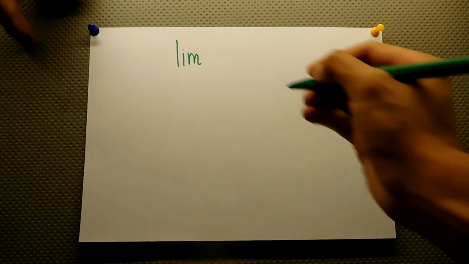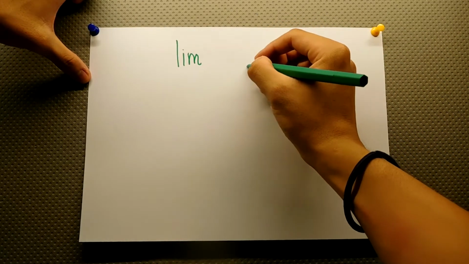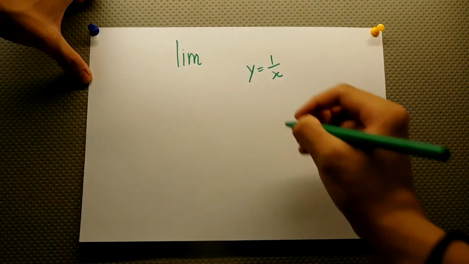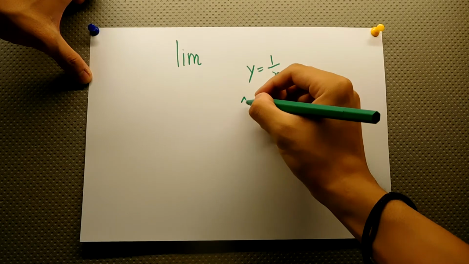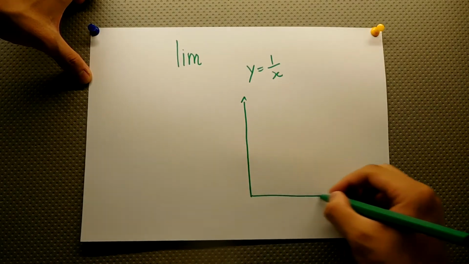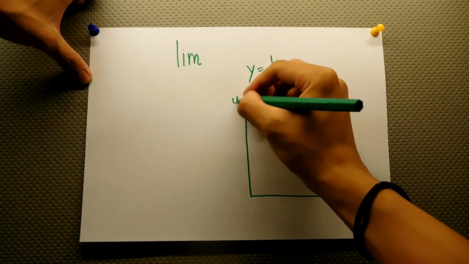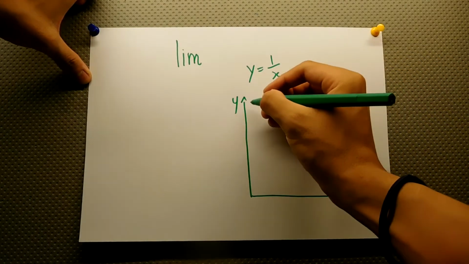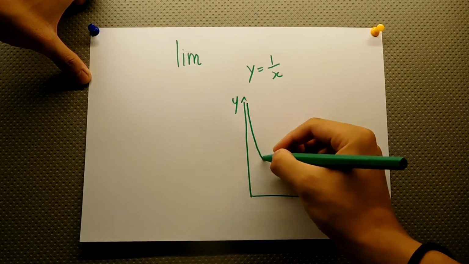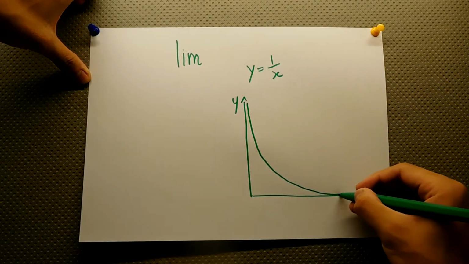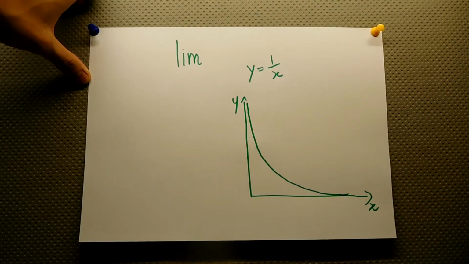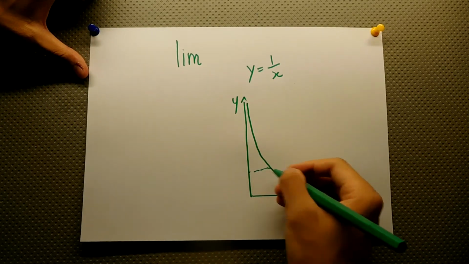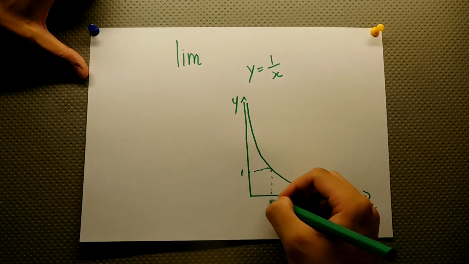Let's say, for example, we have an equation, which is y equals 1 over x. Let us consider the graphical representation of this equation. So we have the y-axis and x-axis. The curve would look something like this. It doesn't really touch 0, but we'll just forget about it.